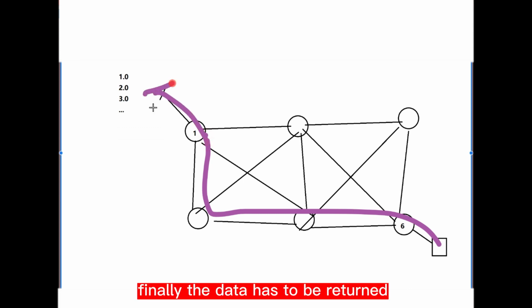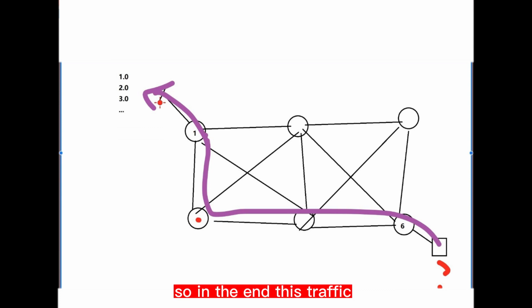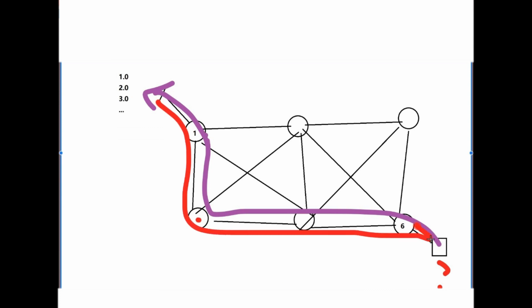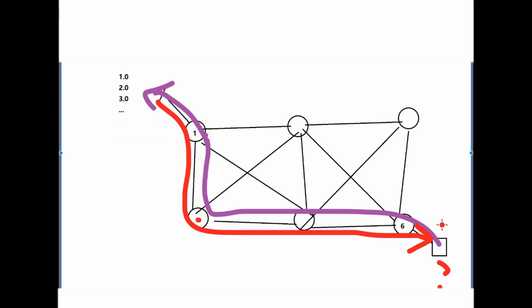Finally the data has to be returned. This device only knows how to go to 1.0 now, but it doesn't know how to get to the PC. So in the end, this traffic has to keep pointing back, through all the equipment along the way. Two-way routing must exist. Otherwise, the traffic will not pass.